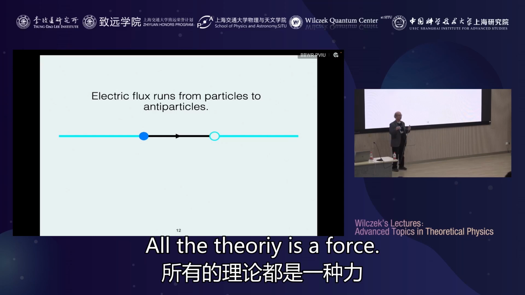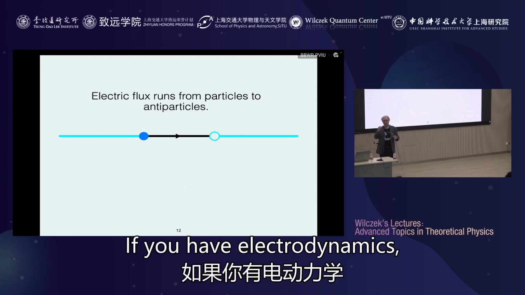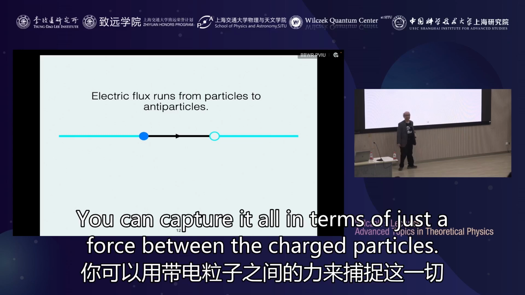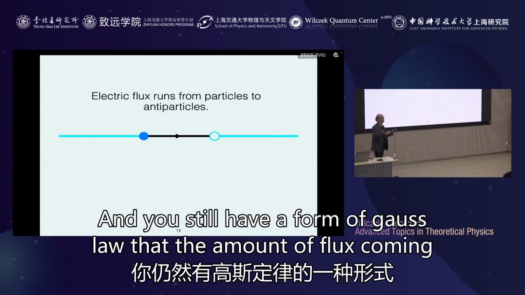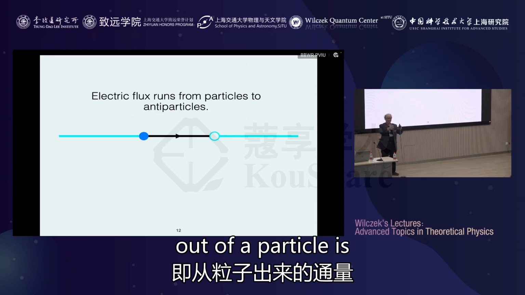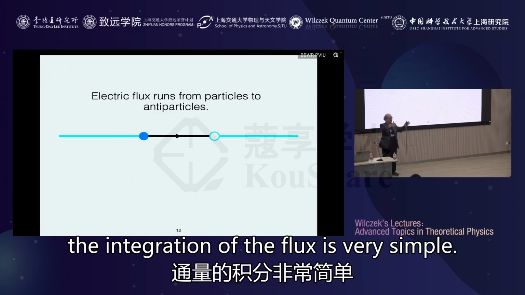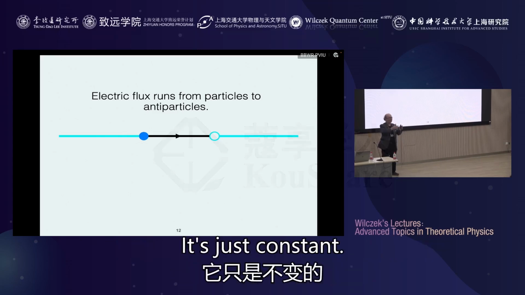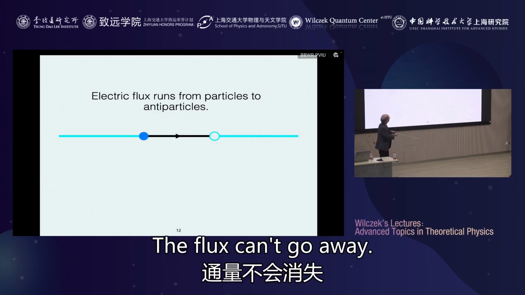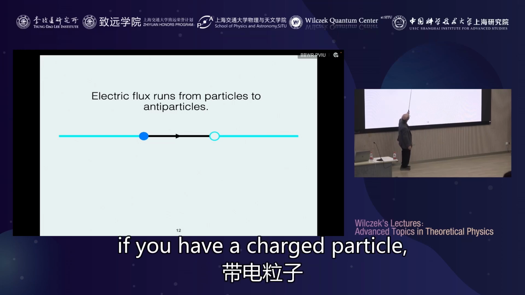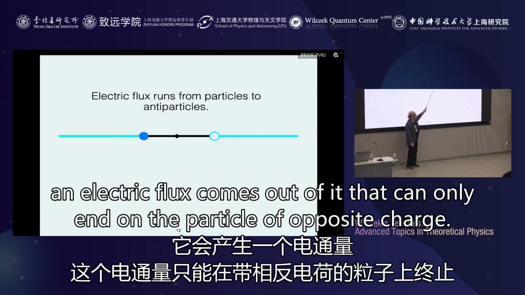All the theory is a force. So in one dimension, if you have electrodynamics, there's no such thing as radiation. There's just a force. You can capture it all in terms of just a force between the charged particles. And you still have a form of Gauss's law, that the amount of flux coming out of a particle reflects the charge of the particle inside. But since you're in one dimension, the integration of the flux is very simple. It's just constant. The flux can't go away. And so what happens is if you have a charged particle, an electric flux comes out of it that can only end on the particle of opposite charge.